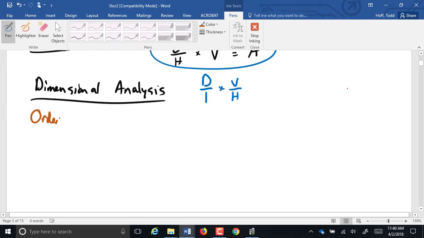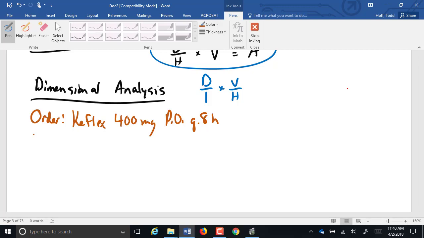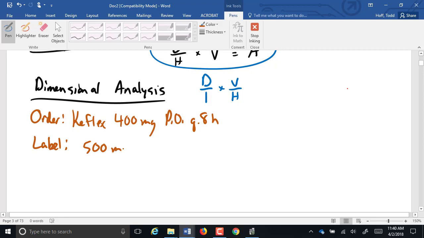let's say we have an order for Keflex 400 milligrams by mouth every 8 hours. So then it is constituted in a suspension. Our label for the Keflex is in an oral suspension of 500 milligrams per 5 milliliters.